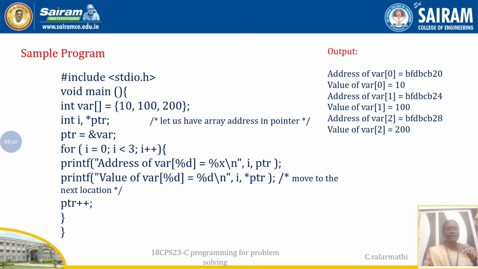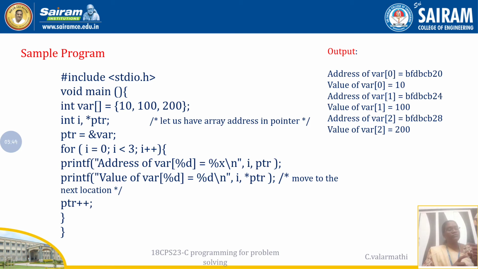In the next line I want to show the value of that particular element. For example, 10 is the first element that is stored in var of 0. The address of that var of 0 is bfdbbc20. That correct information I need to maintain, and for that only my displays are like that. Value of var of i is equal to star ptr, as I have mentioned.